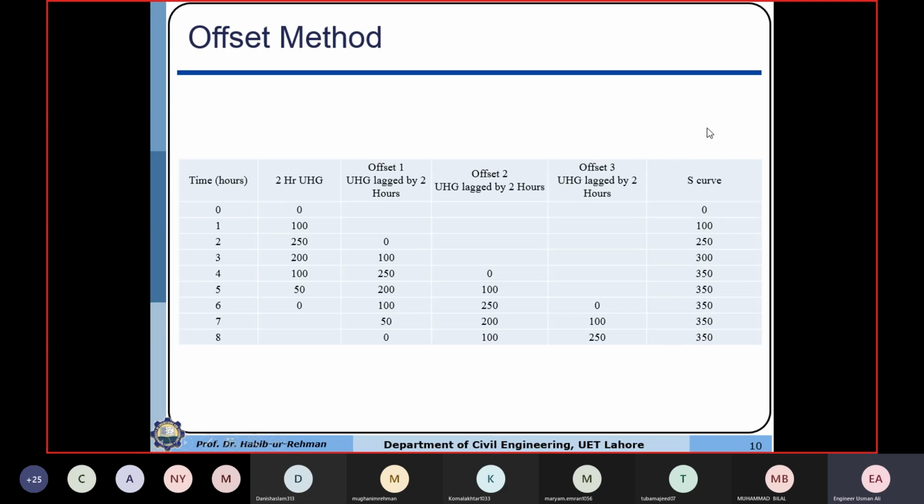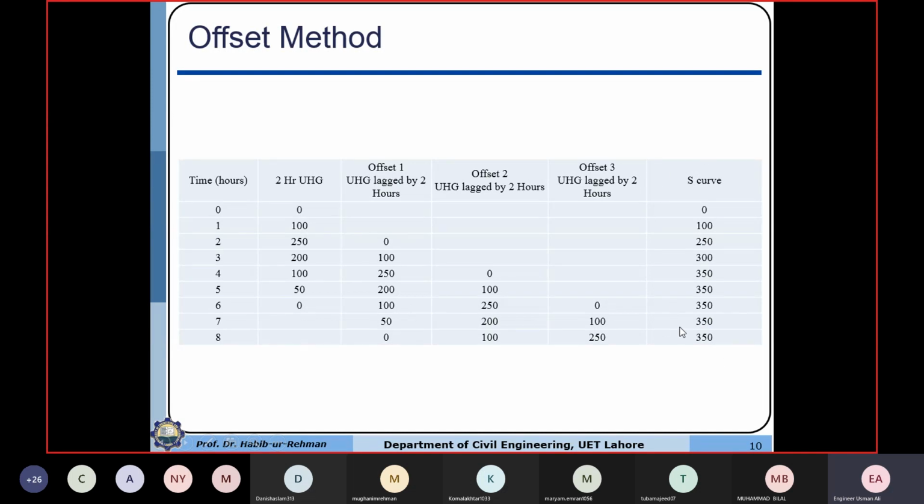Remember, the S curve is a hydrograph. It is another hydrograph, and its duration will also be 2 hours. So the duration of the S curve will be the same as the duration of the unit hydrograph from which it is derived. So 0 plus 100, there is no offset over here. 250 plus 0 plus 0 plus 0 is 250. 200 plus 100 is 300. 100 plus 250 plus 0 is 350. 50 plus 200 plus 100 is 350, and so on. After the time base of the given unit hydrograph, the S curve will become constant.